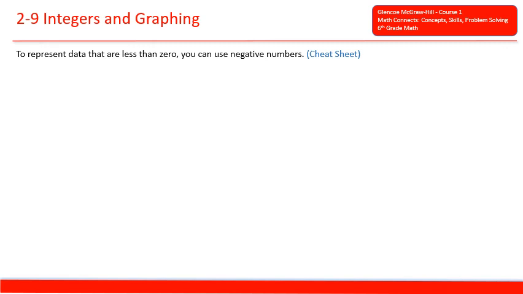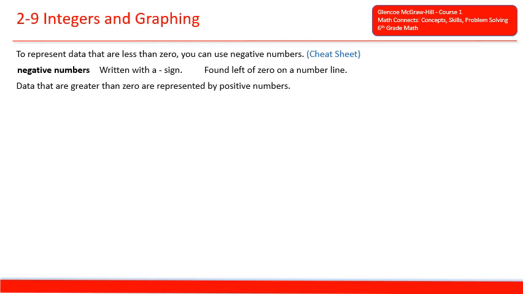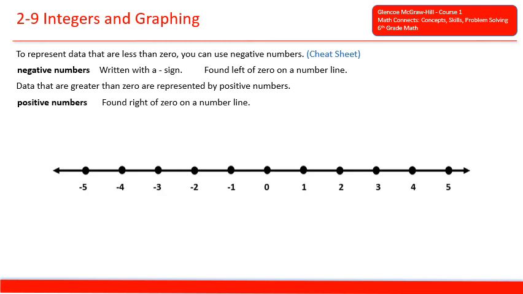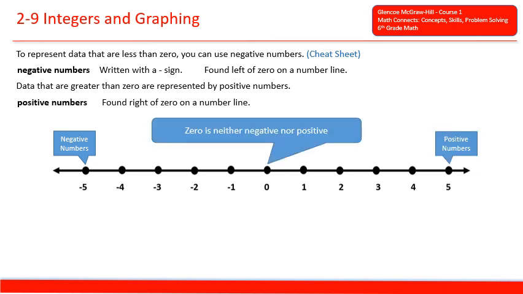To represent data less than 0, you can use negative numbers. Negative numbers, written with a negative sign, are found left of 0 on a number line. Data that are greater than 0 are represented by positive numbers. Positive numbers are found right of 0 on a number line. So here's our number line. Negative 5 is a negative number, and 5 is a positive number. 0 is neither negative nor positive.